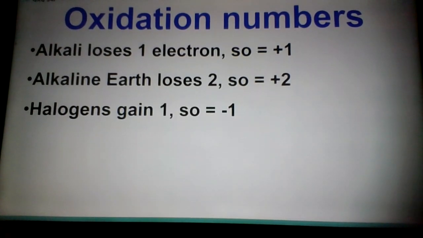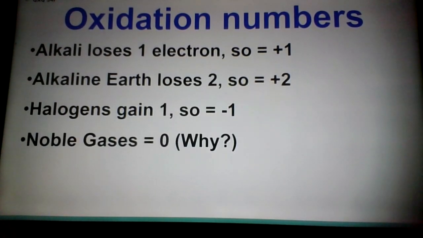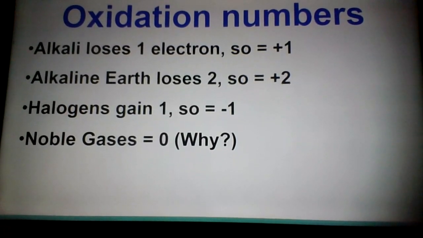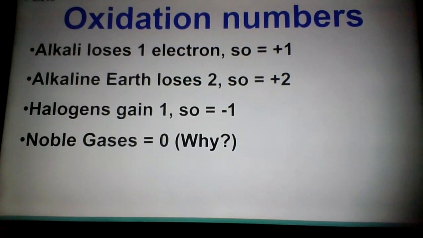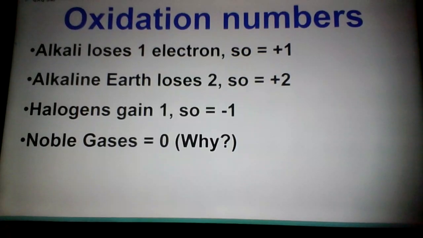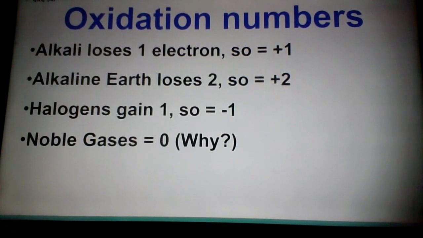Now what about the noble gases? Their oxidation number is 0. Now remember the definition of oxidation number: how likely the atom is to gain or lose electrons. Why will noble gases have an oxidation number of 0? Remember, they don't react with anybody else. Therefore, they're not going to add on or lose any of their valence electrons. So the noble gases have oxidation numbers of 0.